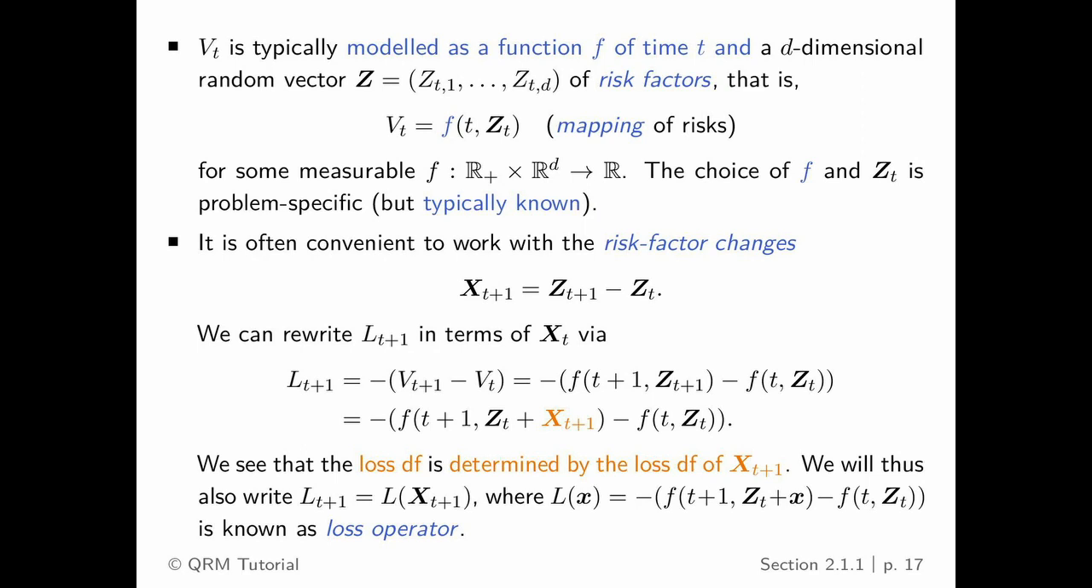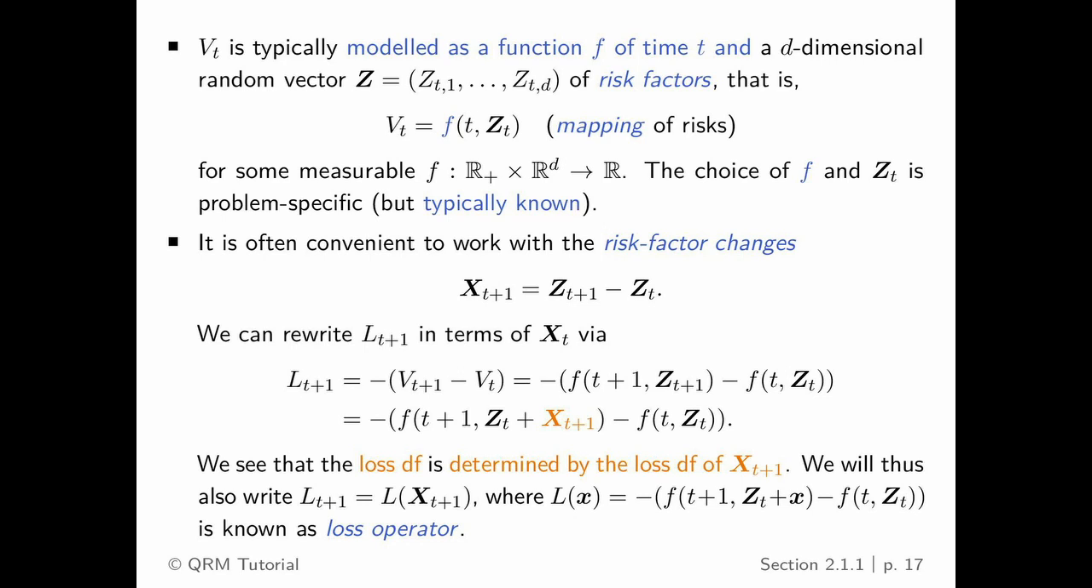L_{t+1} is minus the change in value, so that's the negative of the mapping at time t+1, f(t+1, Z_{t+1}), minus f(t, Z_t). And now you can, of course, write the risk factors at time t+1 as the risk factors at time t plus the change in their value, so Z_{t+1} is Z_t plus X_{t+1}. The important part in this representation is that this term, also in orange, is the only thing which you do not know at time t. You know the mapping because you've chosen it. You suppose you know the risk factors at time t.